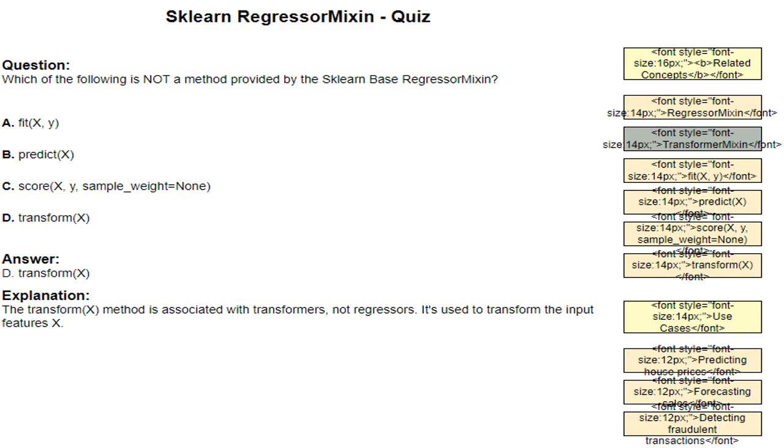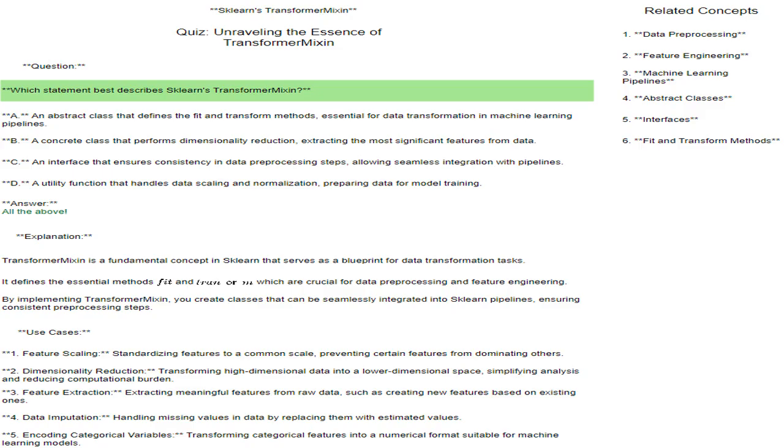Let's say your square footage data ranges from 1000 to 3000. Using a standard scaler to transform this data would rescale the values to have a mean of 0 and standard deviation of 1. This can help prevent features with larger scales from dominating the model. D. transform(X). Which statement best describes sklearn's transformer mixin?